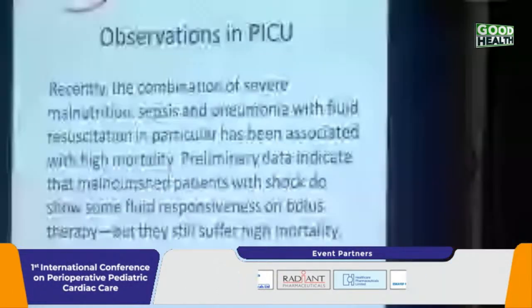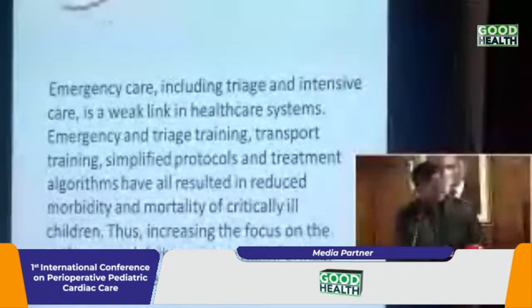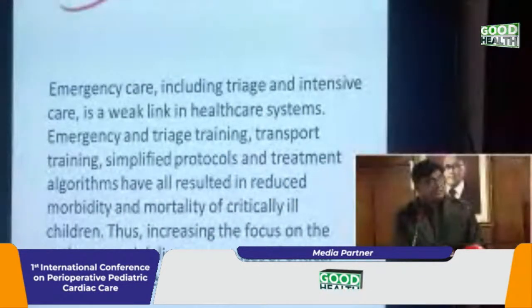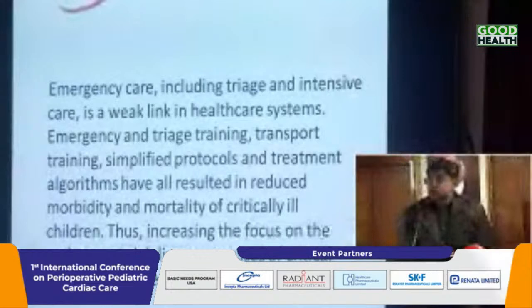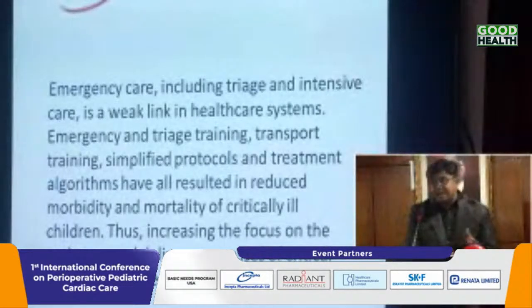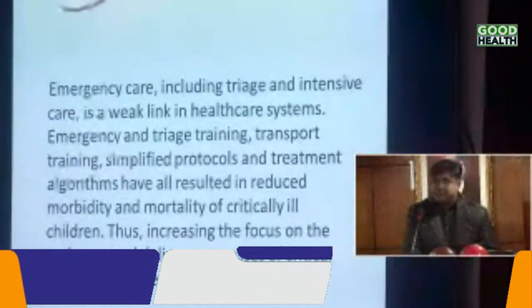So this is an experience which we faced. Also, emergency care, including triage and intensive care, is a weak link in the healthcare system. I'm not focusing on every healthcare system. I would like to highlight our perspective in ICMH.